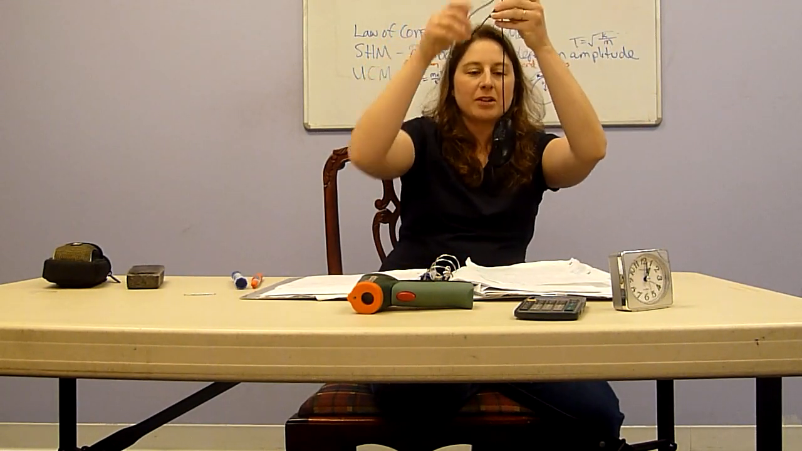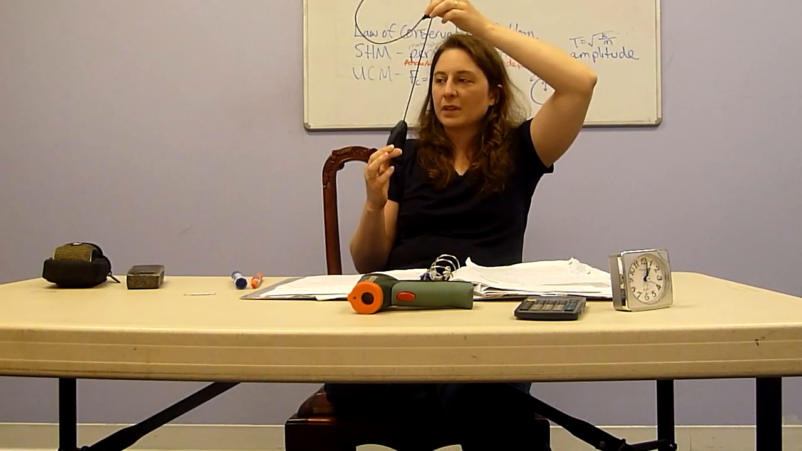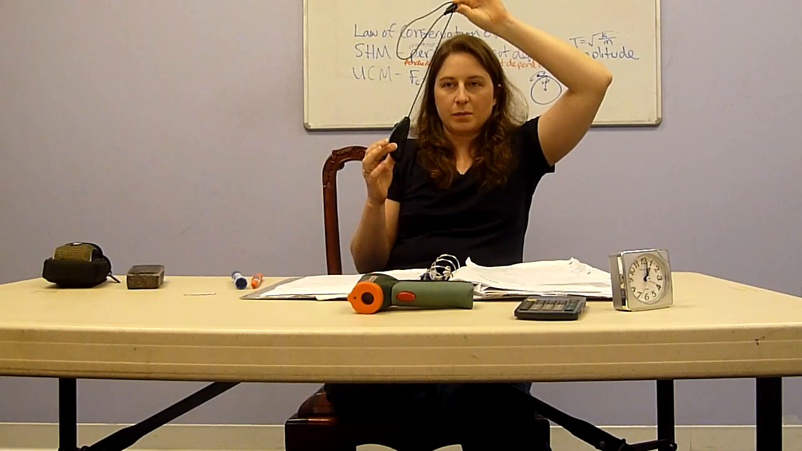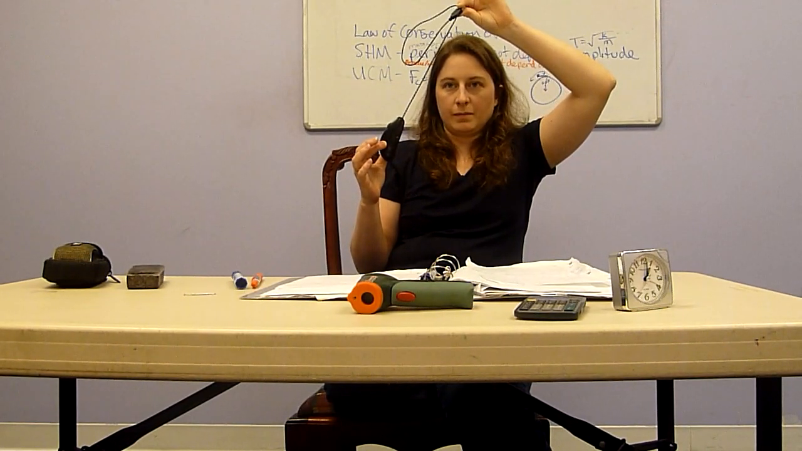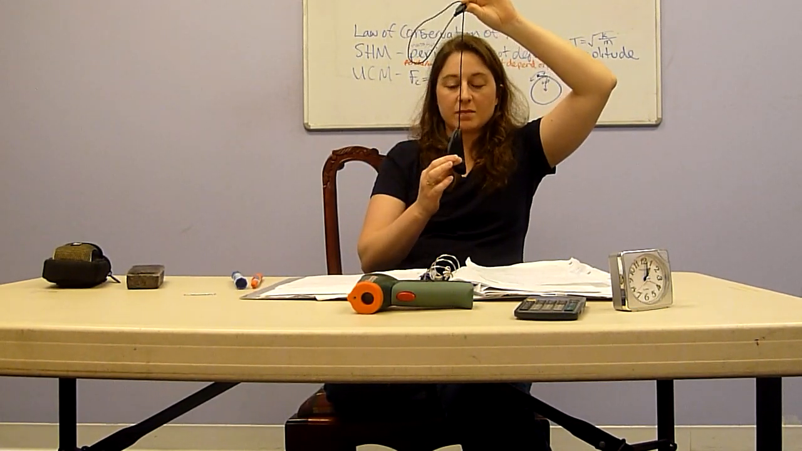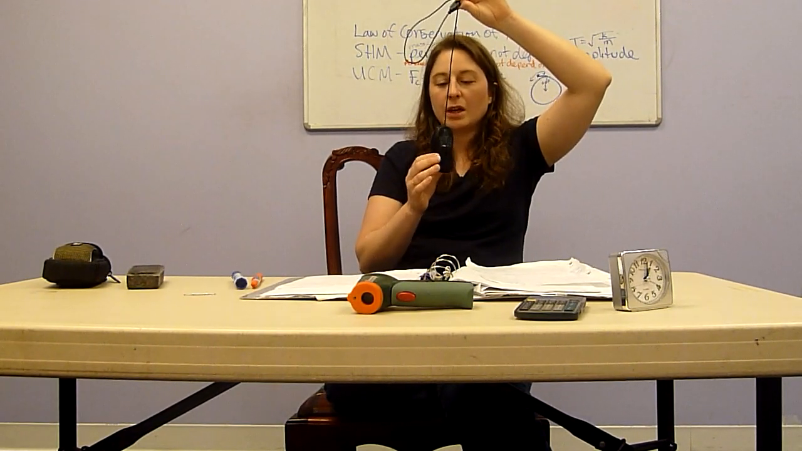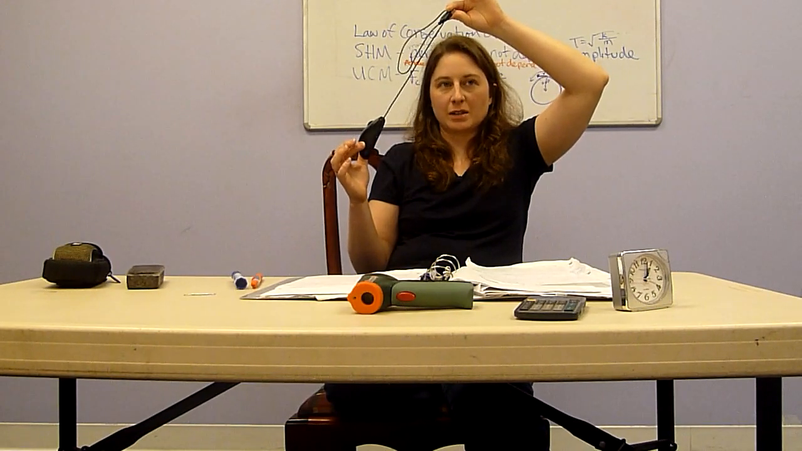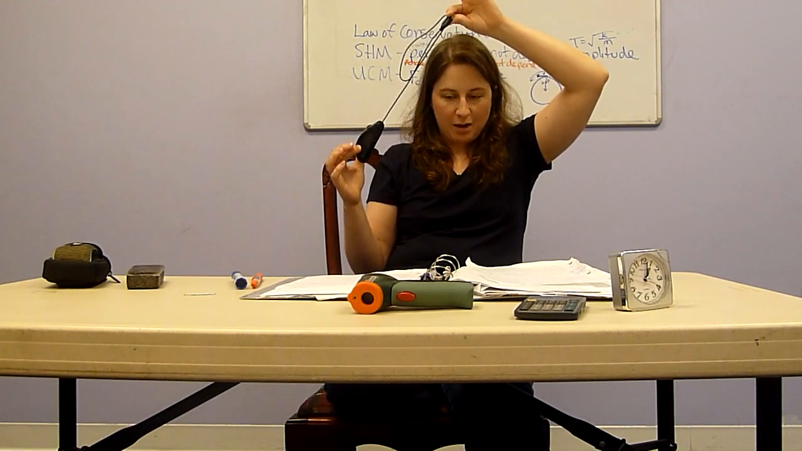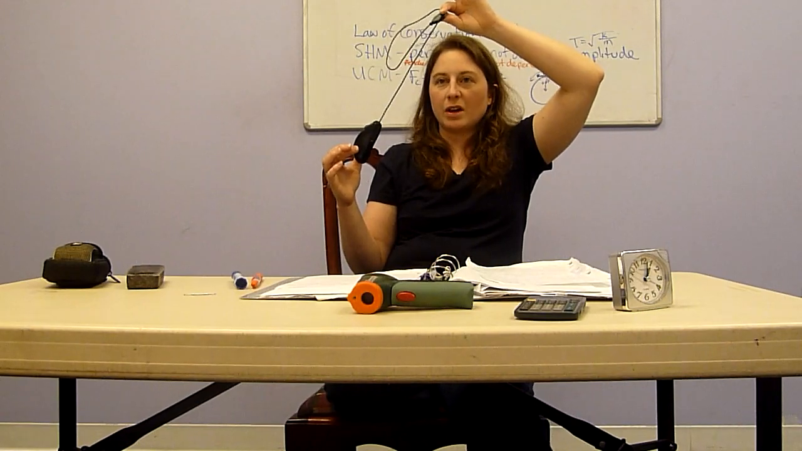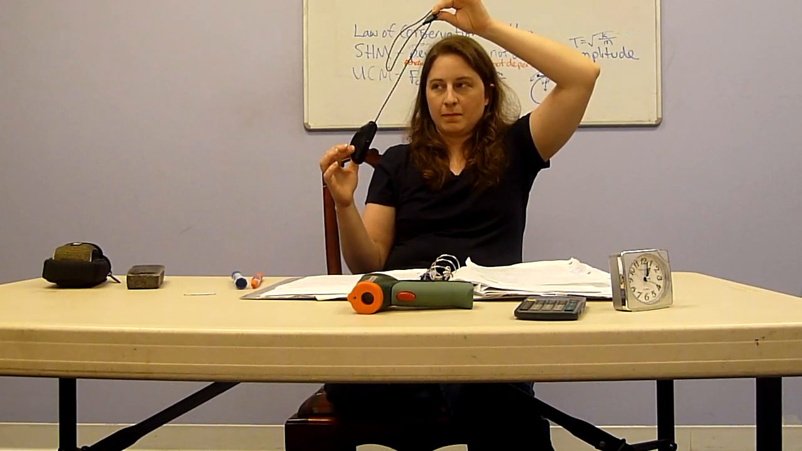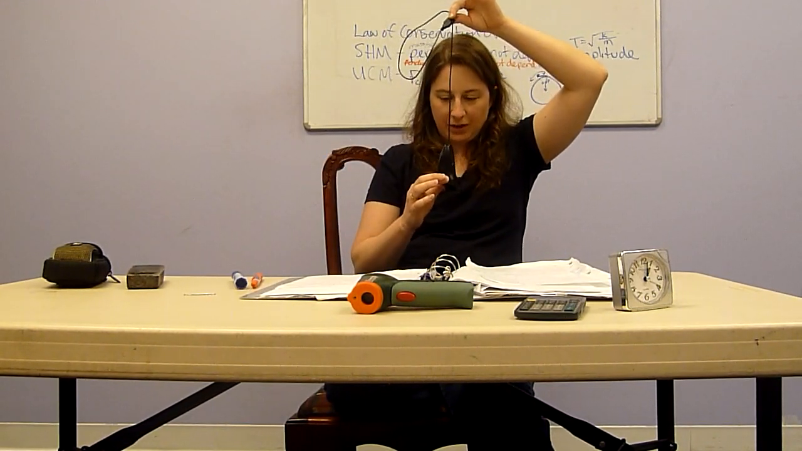Okay, so I have my pendulum here. Where is its kinetic energy maximum? Right at the bottom, at the equilibrium point. Where is potential energy maximum? At the amplitude. Where is velocity maximum? At the equilibrium point. Where is velocity zero? At the amplitude, at the two amplitudes.